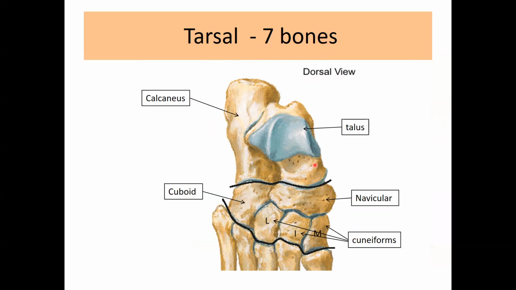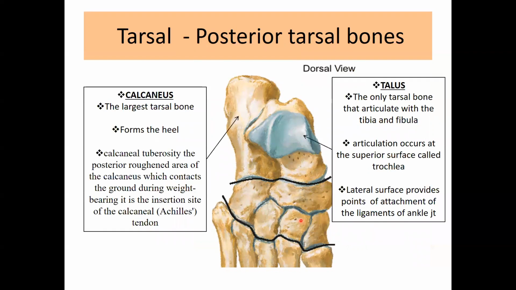Talus, calcaneus, cuboid, cuneiforms, there are 3: lateral, intermediate, and medial, and also the navicular bone. 1, 2, 3, 4, 5, 6, 7. The calcaneus is the largest tarsal bone. It forms the heel. When you walk, your heel, your calcaneus, is actually touching the ground. This is the calcaneus.